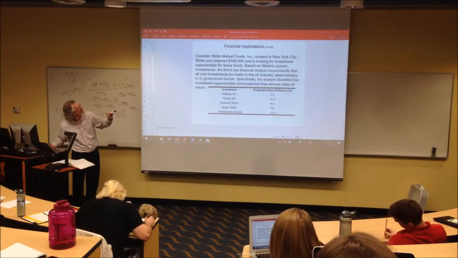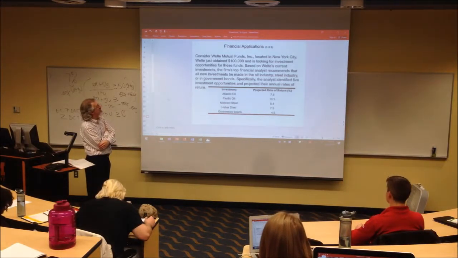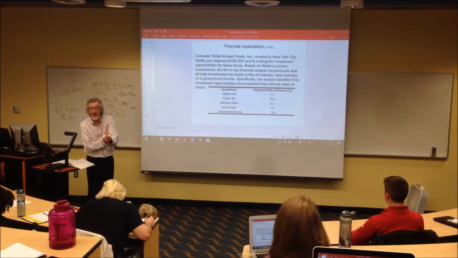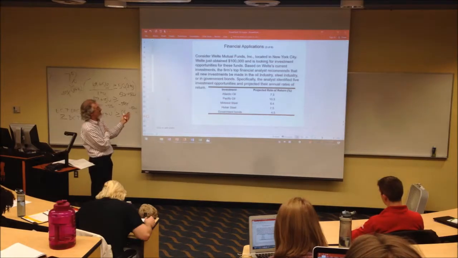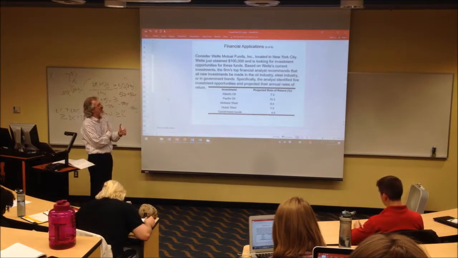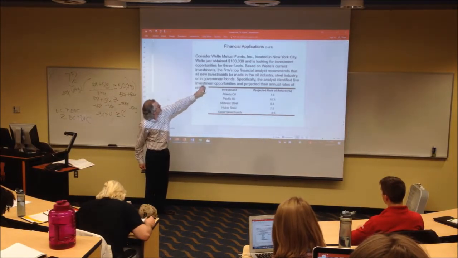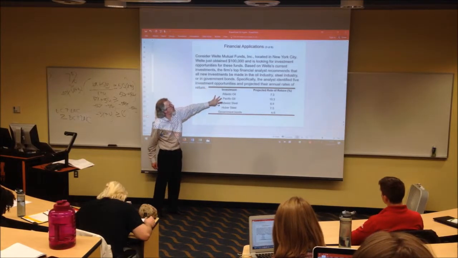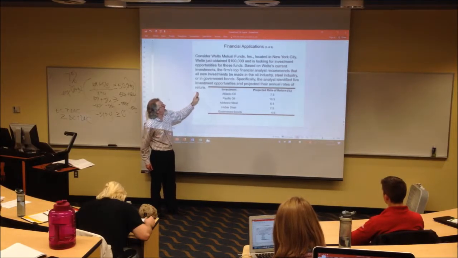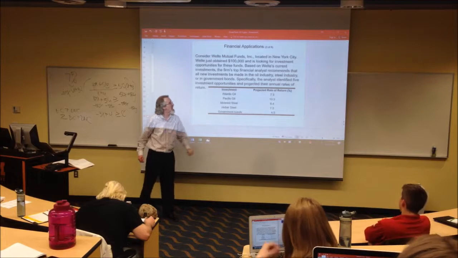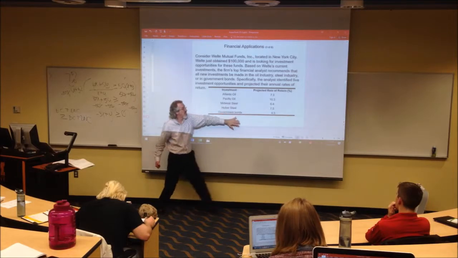Consider this mutual fund located in New York. They just obtained $100,000. To decide what to do with the $100,000, here are the investment opportunities for this fund. Based on their current investments, the firm's top financial analyst, you, is recommending new investments made up from the oil industry, steel industry, and government bonds. Specifically, the analyst has identified 5 investment opportunities and projected their annual rates of return: 2 oils, 2 steel, and government bonds.